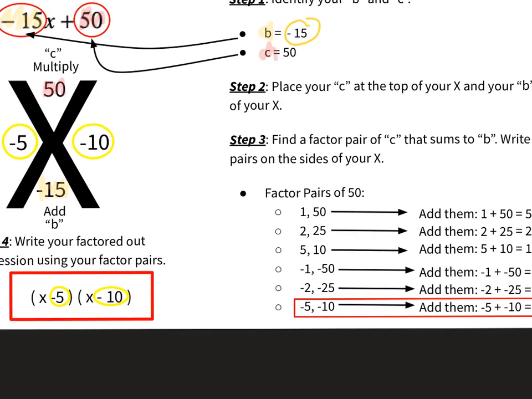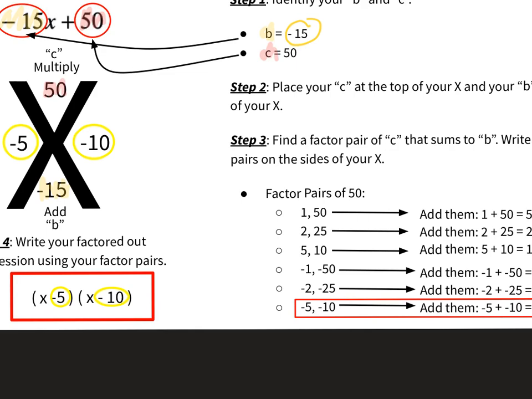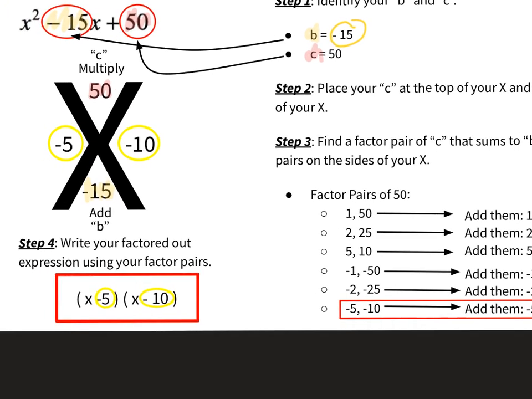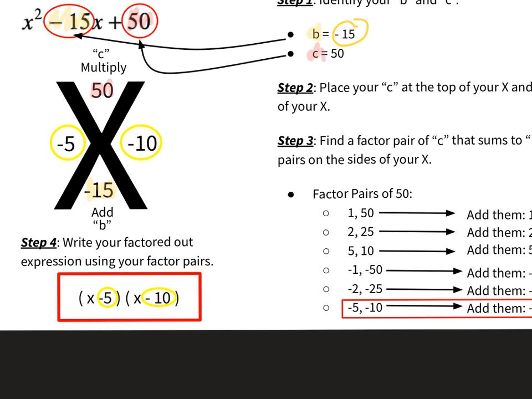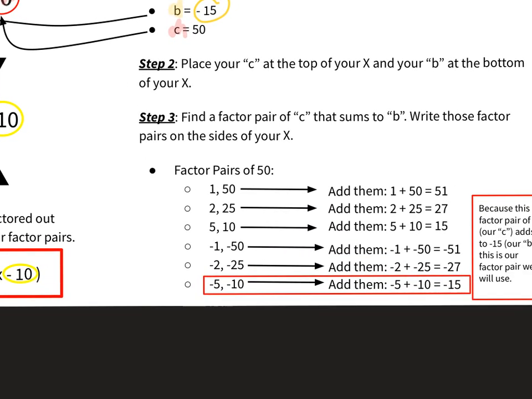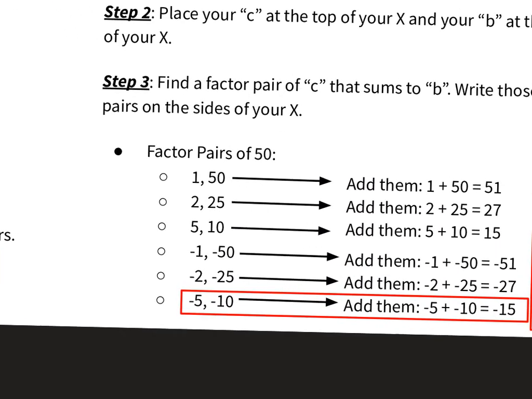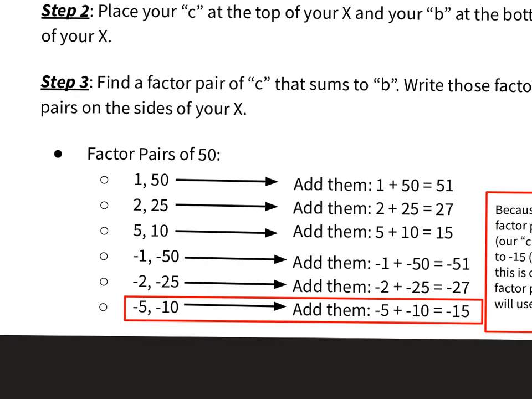Now what I want to do is actually find a factor pair of c that sums to b. And we want to write this factor pair on the sides of our x, right? So I want to multiply to 50, add up to negative 15. So I want to think about my factor pairs of 50, right? I know that I have 1 and 50, 2 and 25, 5, 10, negative 1, negative 50, negative 2, negative 25, and negative 5, negative 10, right? I'm including these negative values because I know that a negative times a negative is going to equal positive, and 50 is positive, right? So I want to account for all these possibilities.